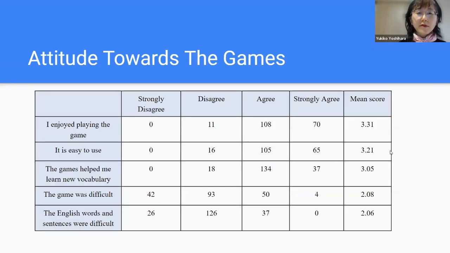So, attitude towards the games. Here we are going to talk about attitudes over 2 slides. First, there were 3 positive things. Many students enjoy playing the games, a big majority. If you look at the agree, 108, and strongly agree, 70. And a quick reminder, the total number of students was 189. It's a really big percentage, right?